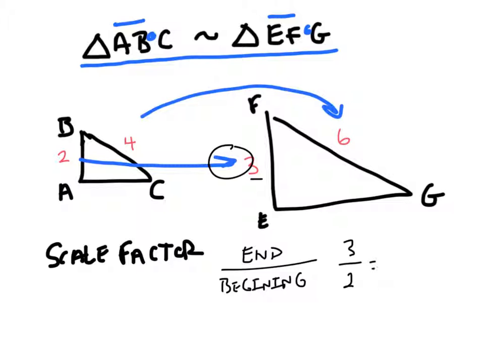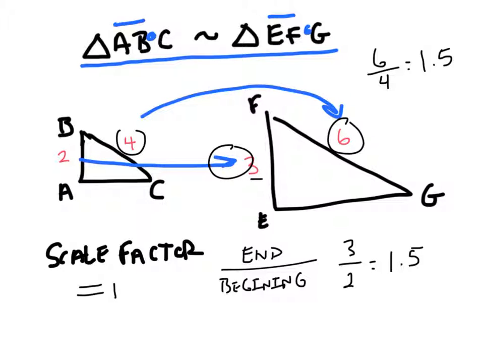I can reduce that, and I always should reduce it, and it reduces to 1.5. If I try the same thing with my other two sides, I can see that my end of 6 over my beginning of 4 also reduces down to 1.5. So what this tells me is that my scale factor to get from the small shape up to the bigger shape is 1.5. So what that tells me is I multiplied all these sides from my smaller triangle, ABC, by 1.5 to get to the bigger triangle.